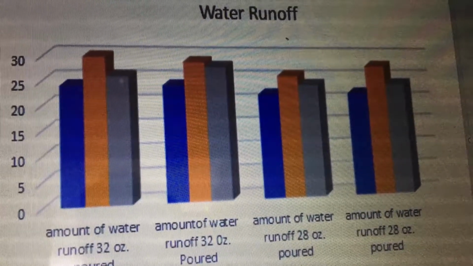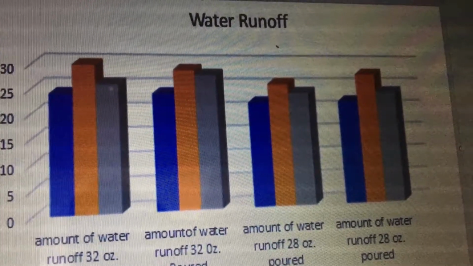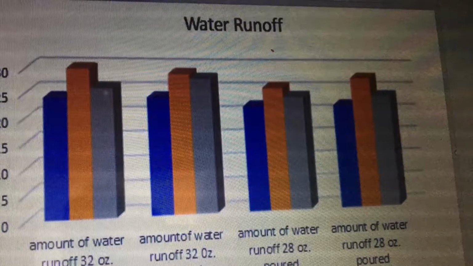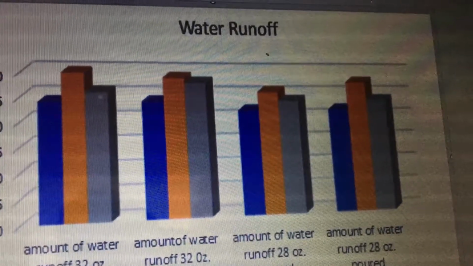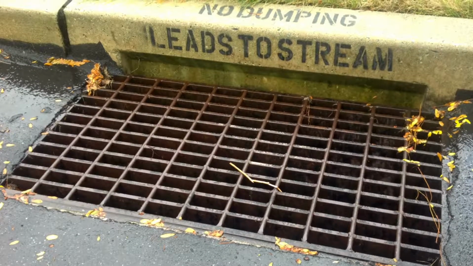After analyzing my data collection, I found that if I increased the amount of water poured into each material, the amount of runoff would also increase. This conclusion proves my hypothesis to be true. Overall, my experiment was a success in showing the problems of stormwater runoff.